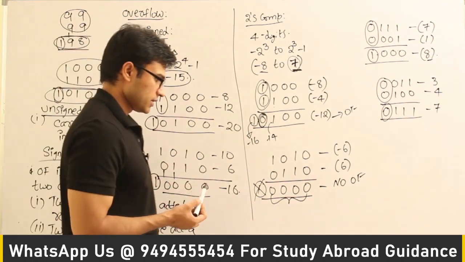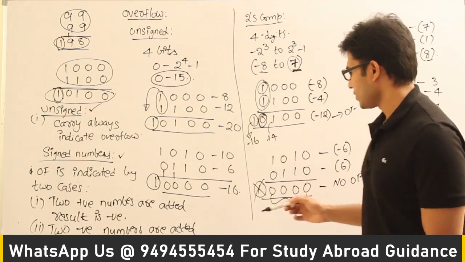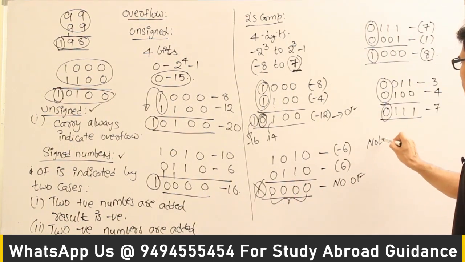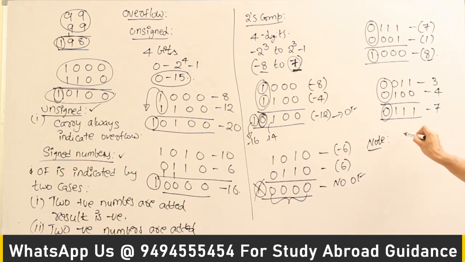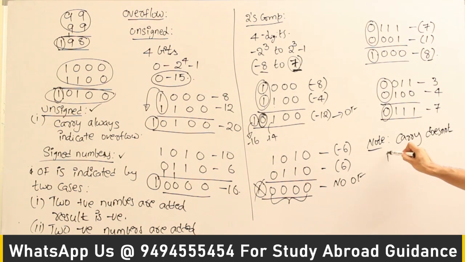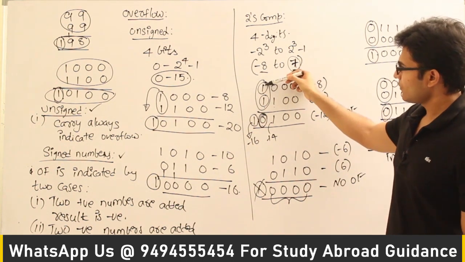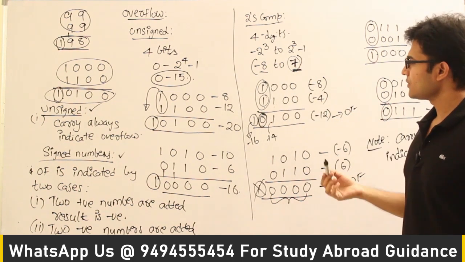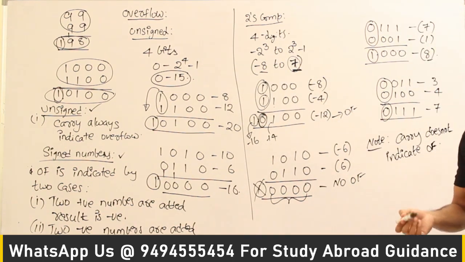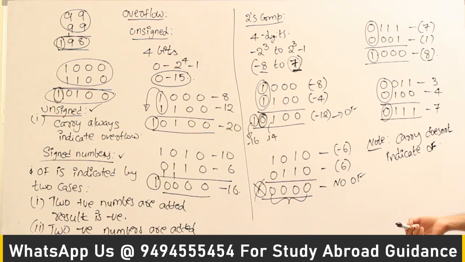Okay, so remember this. And a very important note here, note it down. Carry does not indicate overflow in case of signed numbers. Carry does not indicate overflow. Okay, so now always checking these 3 bits. So what is the sign of the 2 inputs and an output? Instead of checking these 3 bits, there is a shortcut using which we can decide whether there is overflow or not very quickly. I'll tell you that method now.